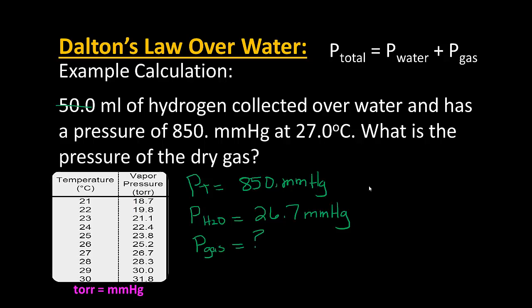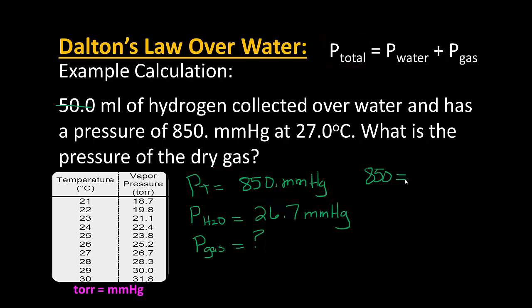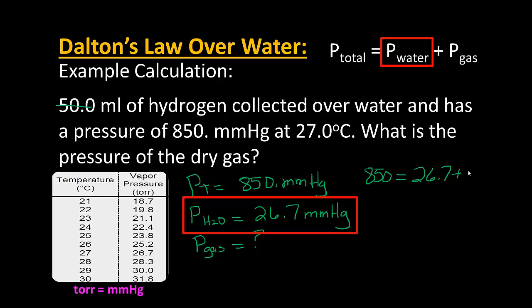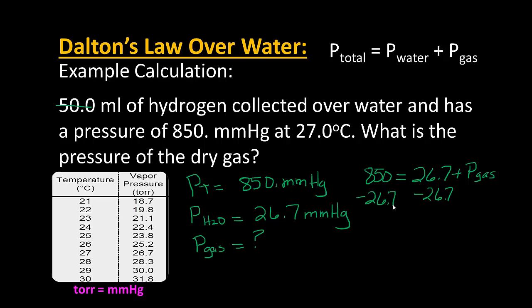Now let's plug this in. Our total pressure is 850 millimeters of mercury, so we don't have to change it, is equal to the pressure of the water, which is 26.7, plus the pressure of the gas. So if I subtract 26.7 from both sides, I'm going to get the pressure of my gas is equal to 850 minus 26.7, and that is 823.3 millimeters of mercury.